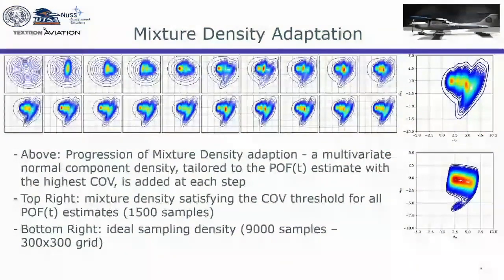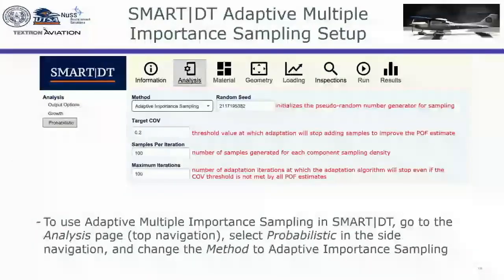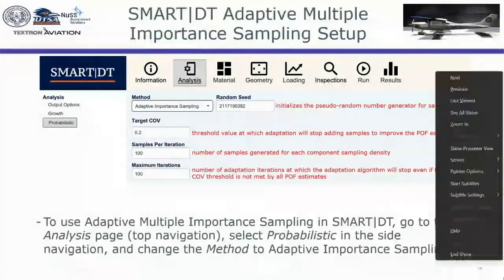So just driving the point home. This is the progression of mixture densities from an initial point, after initialization, progressing through adding one at a time until you get to the point where all of the PLF estimates meet the threshold, and it's approximating this ideal density shown here, bottom right. So all I'm going to do is show an example now.